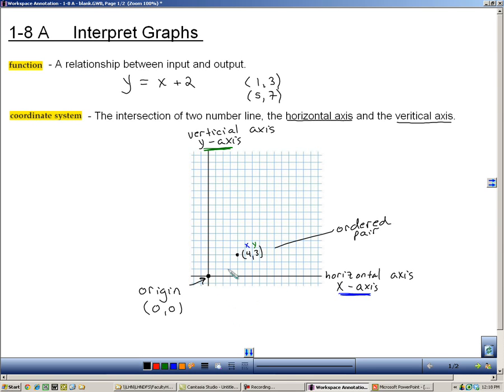And you could list ordered pairs all over the place. We could do, how about this one? 1, 2, 3, 4, that's 1, 6. We could do 7, 7. But you get the idea. Anything that moves to the right is an x value, and anything moves up is a y value on this coordinate system. And we're going to learn to look at coordinate system graphs and interpret information from them.